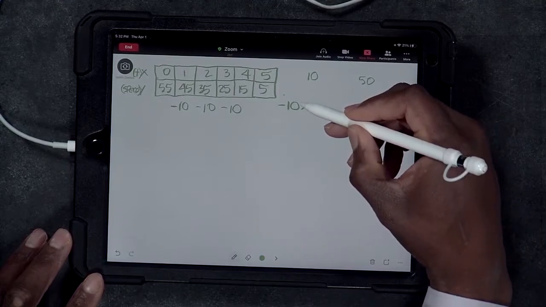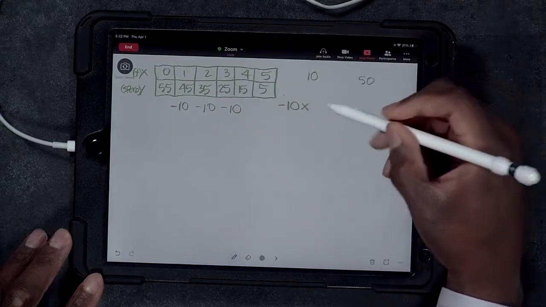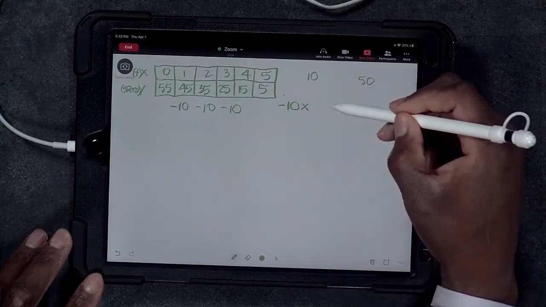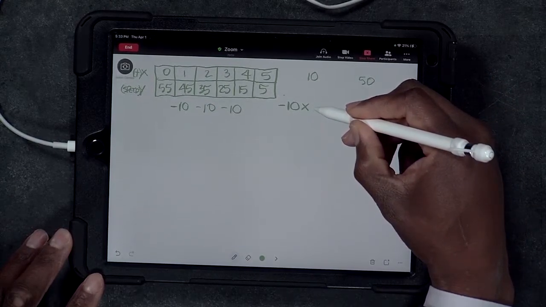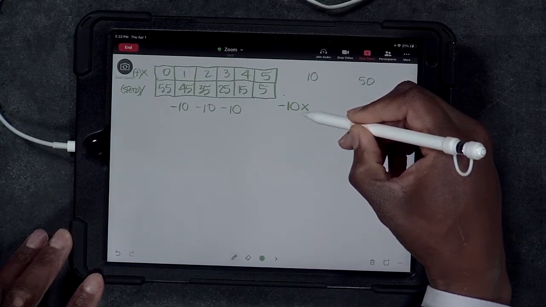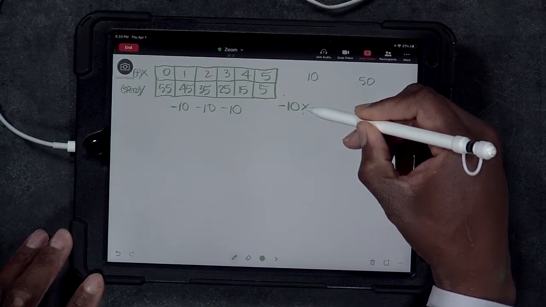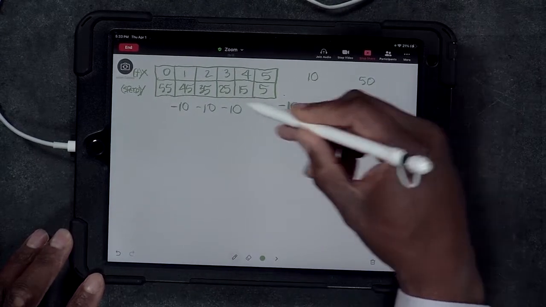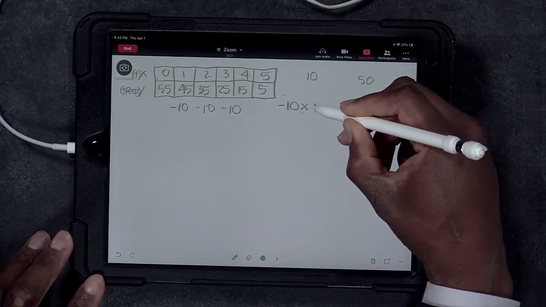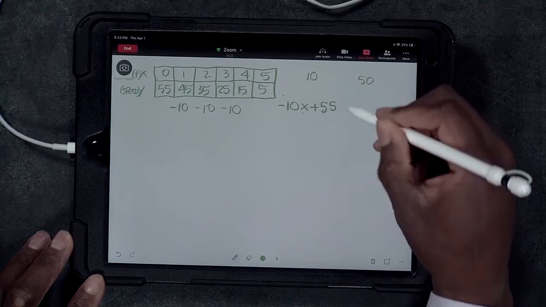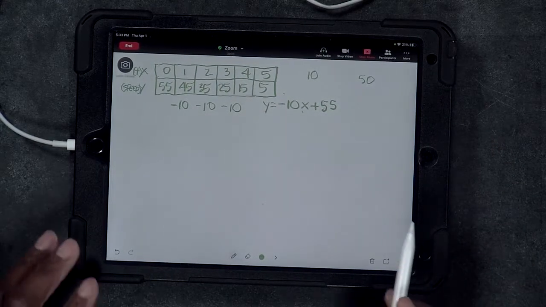All right? So the thing we're going to do now is if x is equal to 0, we want to get 55. So what we can do here is if we put a 0 here, we get negative 10 times 0, which is 0. But what we want is to put in 0 and get 55. So what we can do is add 55. And what we end up with is y is equal to negative 10x plus 55.